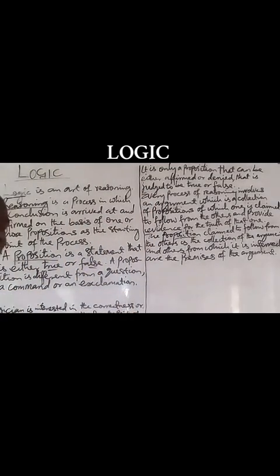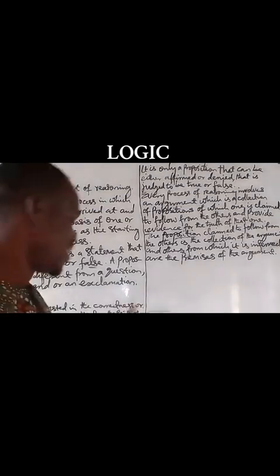Now, logicians are interested in the correctness or incorrectness of the results of reasoning from the point of view of logic. The question is, does the conclusion reached follow from the premises assumed? If the premises provide adequate grounds or good evidence for the conclusion, then the reasoning is correct. Otherwise, it is not correct.